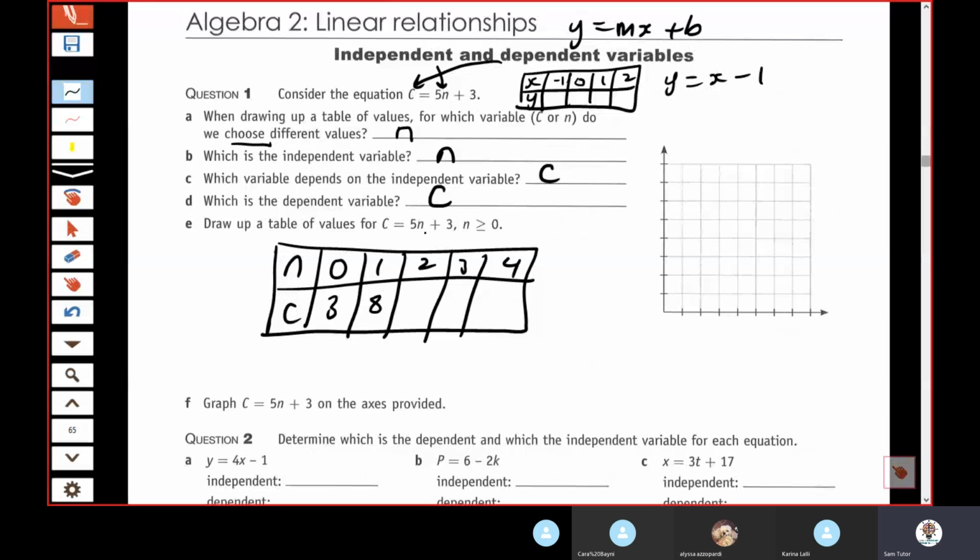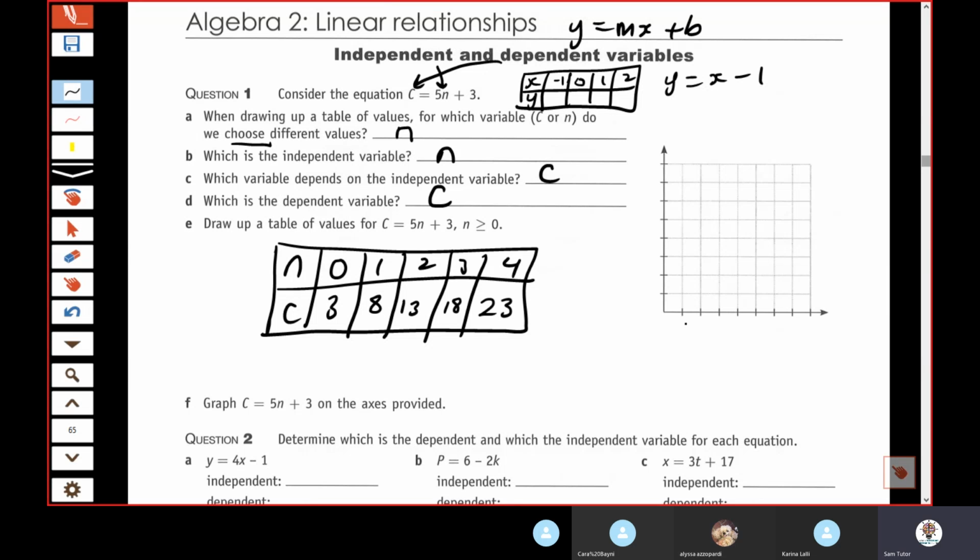And like I told you before, if you can start realizing what your gradient's doing, so your gradient of 5, it's making your C here go up by 5. So 3 plus 5 is 8. 8 plus 5 is 13. 13 plus 5 is 18. 18 plus 5 is 23. And then, of course, draw it up.